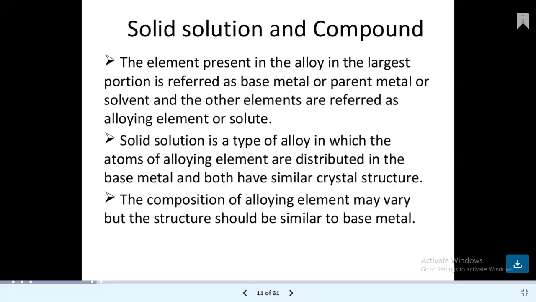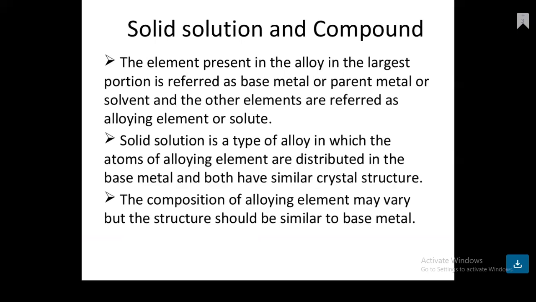The next point is solid solution and compound. The element present in the alloy in the largest portion is referred to as base metal or parent metal or solvent, and the other elements are referred to as alloying element or solute. If we consider one solution and mix two different elements in that solution, then if the quantity becomes less, that is called solute, and if the quantity is more, that is called solvent.